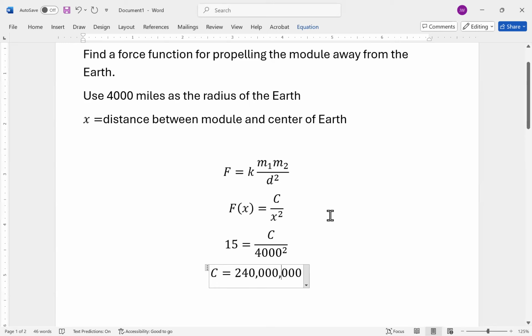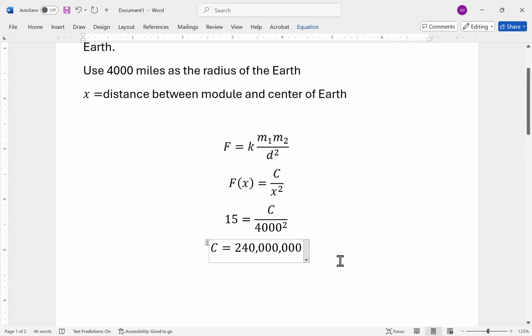Now, that's a really big number, but again, it makes sense. And that means my force function is equal to 240 million divided by x squared. And that's the thing I'm going to be integrating when I find work. So this is my force function.